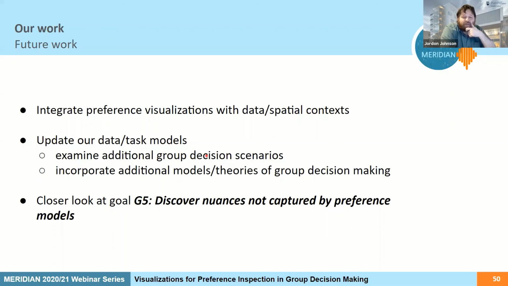We plan to continue to update our data and task models, not only by examining additional group decision scenarios in case there are new scenarios that give us new insights, but also by incorporating additional models and theories of group decision-making. And also, we plan on taking a closer look at discovering nuances that are not captured by the preference models, because discovering those nuances, I believe, is an important part of the iterative process of elicitation and preference inspection.